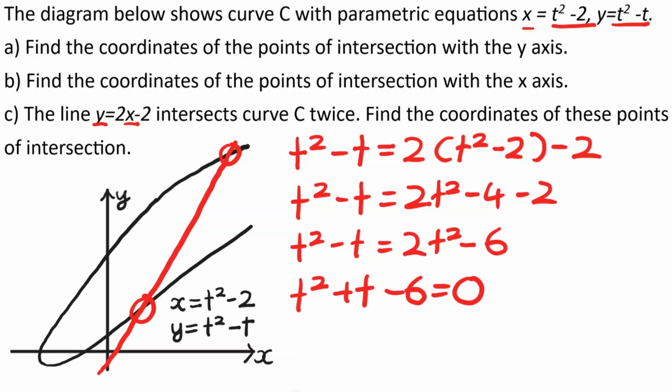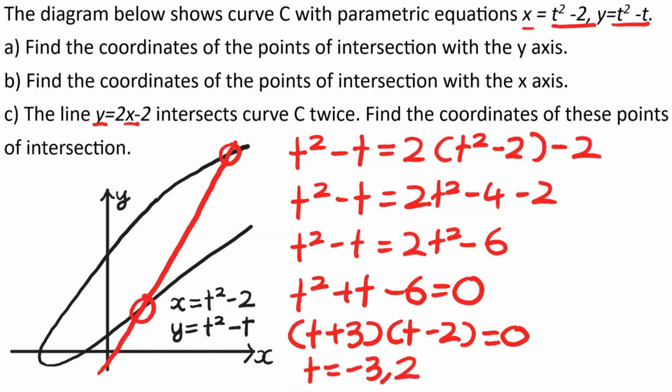so therefore we need to solve this in order to find the values of t. Easiest way of doing this is just by factorising, and we can factorise this into (t plus 3)(t minus 2) is equal to 0. So therefore t is going to be equal to minus 3 and 2, so these are the t values for where these points of intersection occur.